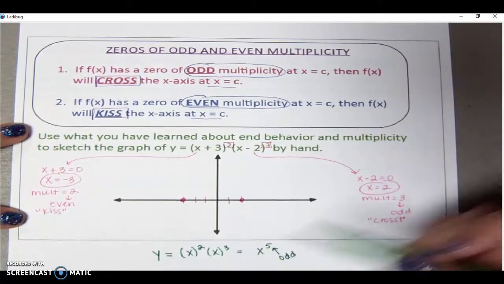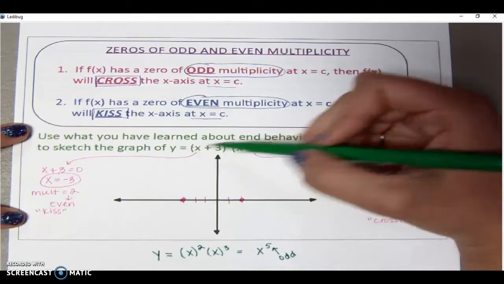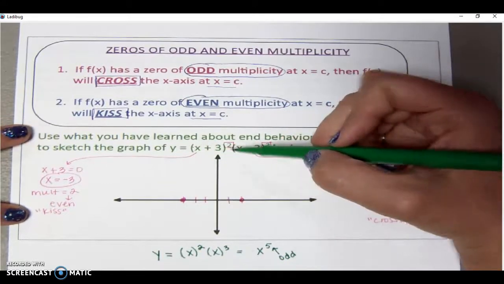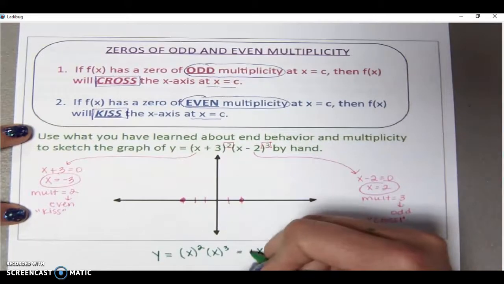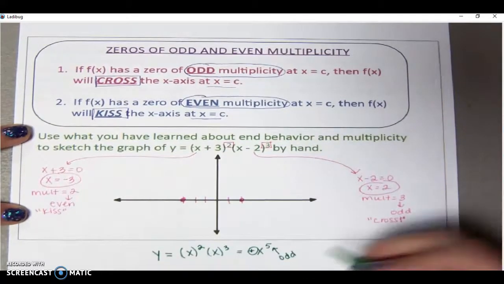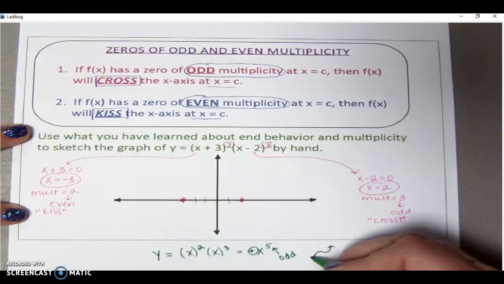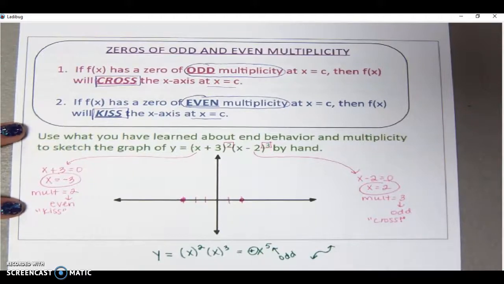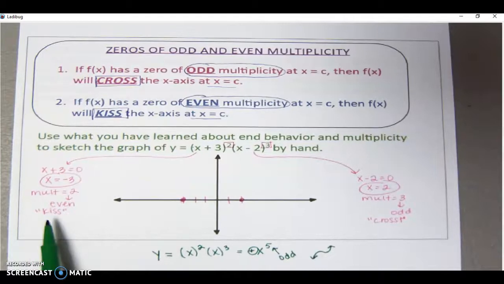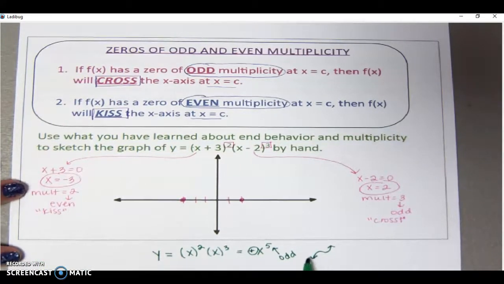Now to figure out if it's positive or negative, as long as there are no negatives on your x's, it's going to be positive. There's no negatives here, so this is going to be positive. Remember, if it's odd and positive, it's going to have a rising shape like this. So we have our end behavior, and we have to figure out where it's going to cross or if it's going to kiss. So we know the graph has to start down here.